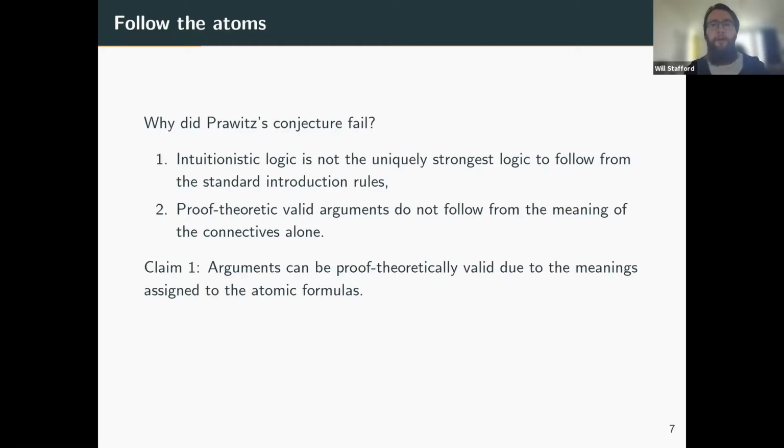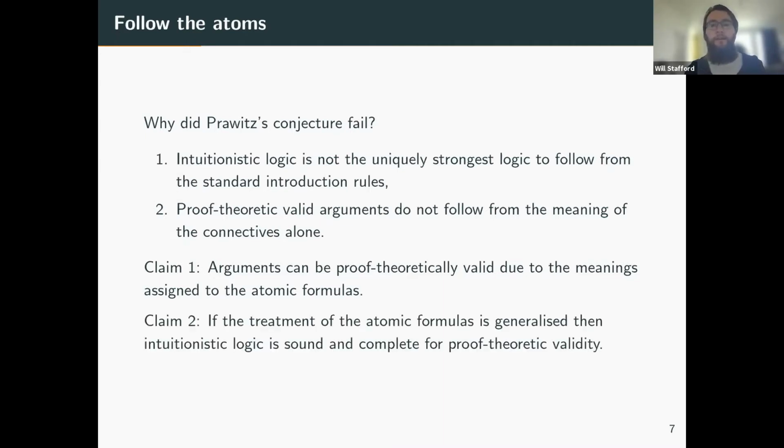So the claim I'm going to make here is that arguments can be proof-theoretically valid due to the meanings assigned to the atomic formulas. So that's siding with point 2 here. There's something going on in the definition of proof-theoretic validity that means that some proof-theoretically valid arguments follow from something other than the meaning of the connectives, namely the meaning we've assigned to the atomic formulas. And then my second claim is that the treatment of the atomic formulas can be generalized. And when we do that, intuitionistic logic will be sound and complete for proof-theoretic validity.